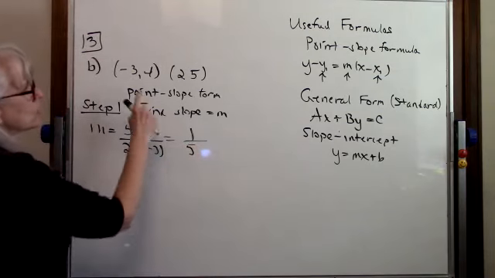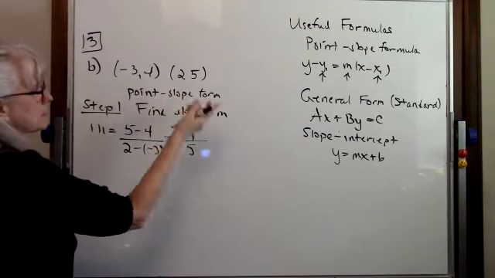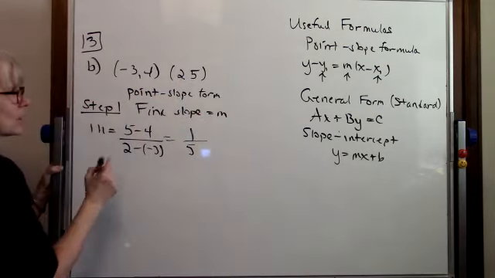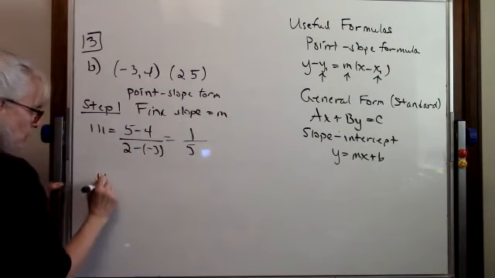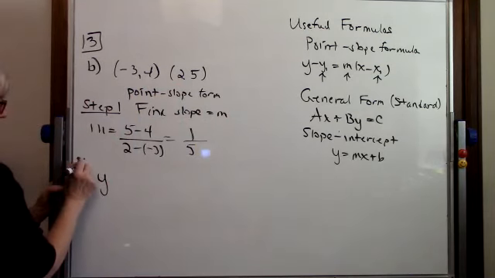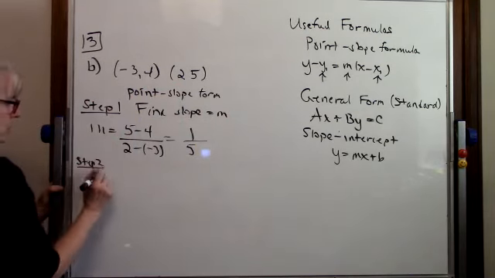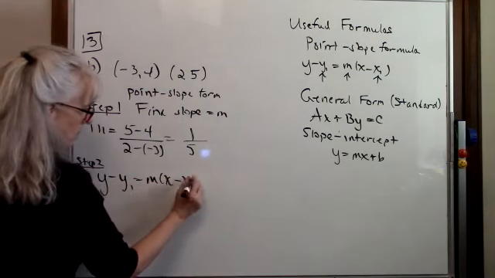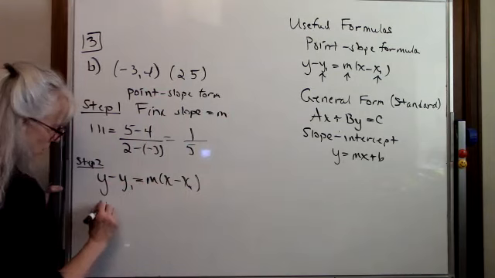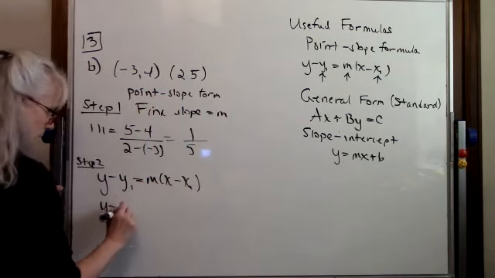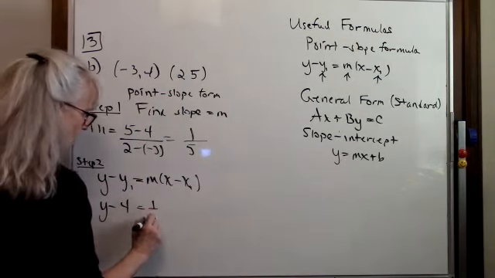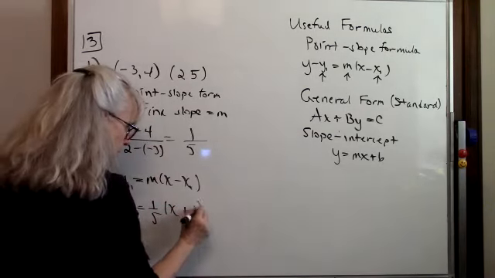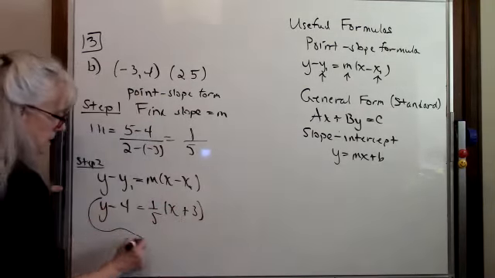Now we can use the slope, and you can use either point. It doesn't matter. They're both going to be fine. So let's go ahead and use the first point. This is my step 2. It's y minus y1 equals m times x minus x1. That's the point slope formula. So I'll use y minus 4 is equal to 1/5 times x minus that minus 3, which is going to make that into a positive 3. Believe it or not, I'm done.